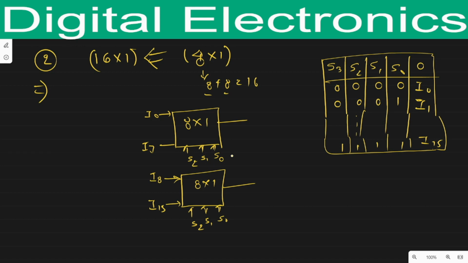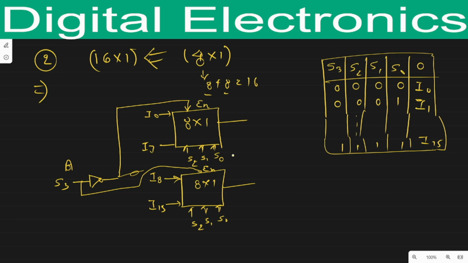Now here there are 3 selection lines, but we need one more selection line. So for one more selection line, we will take S3 and connect this S3 with a NOT gate. Similar to the previous question, we will take its output as the enable of the first multiplexer, and we will take S3 as the enable for the second multiplexer.